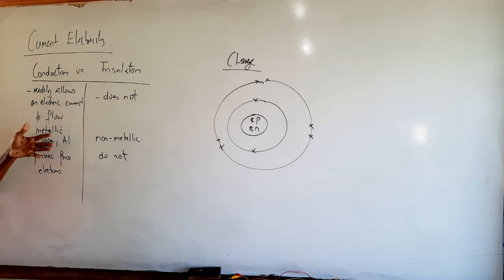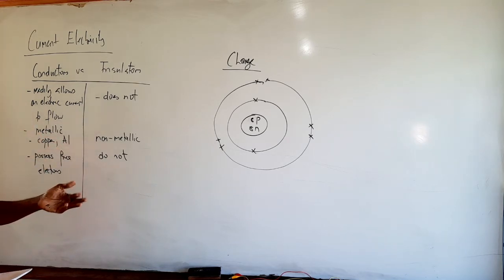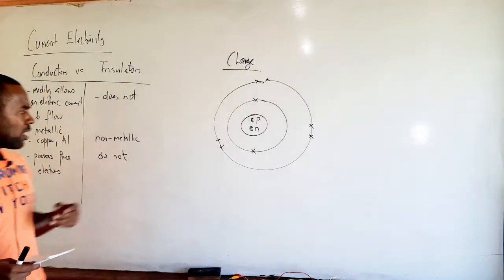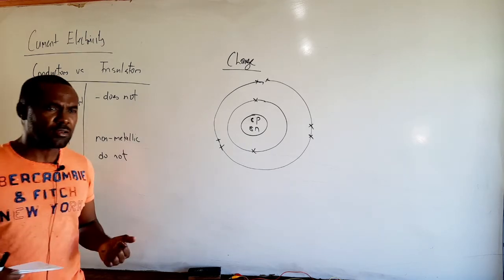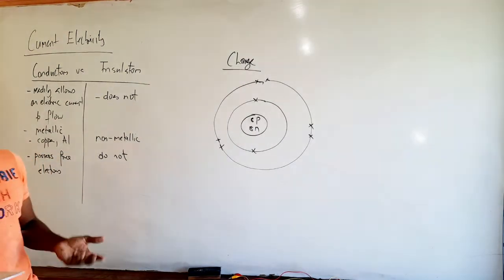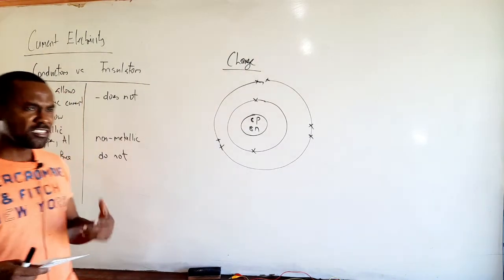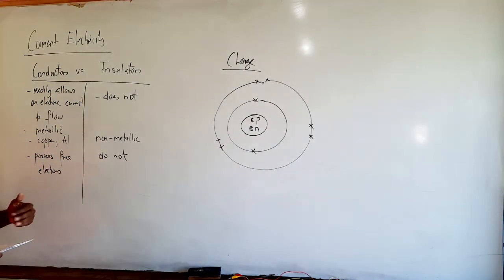Conductors are usually metals or metallic, for example, copper and aluminum. Insulators, of course, are non-metals. Being metals, conductors will contain free electrons, which is one of the reasons why conductors are very good at conducting not only heat but electricity. This is due to the presence of the free electrons, whereas insulators do not possess free electrons.